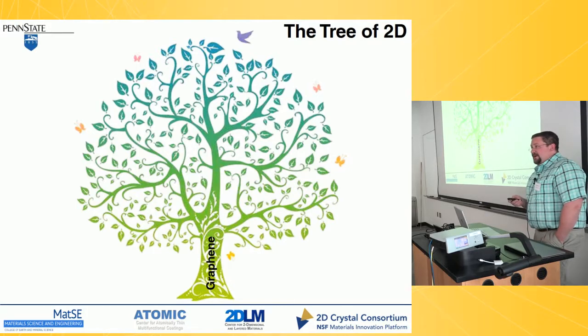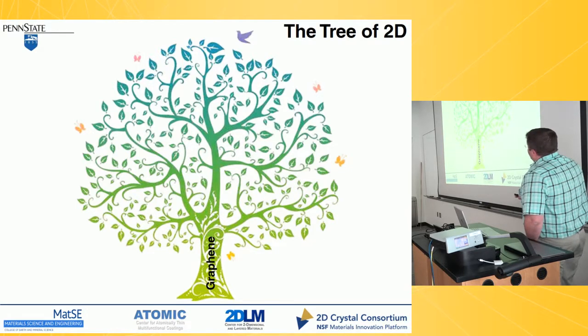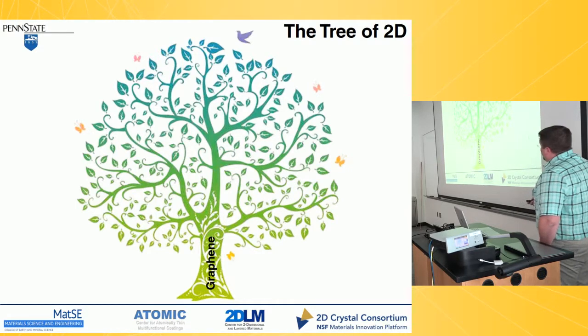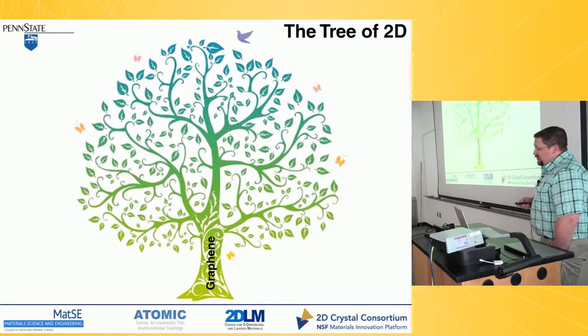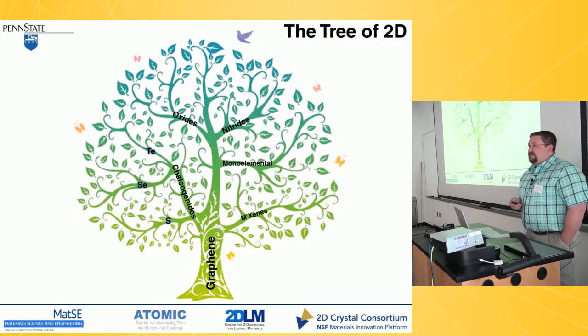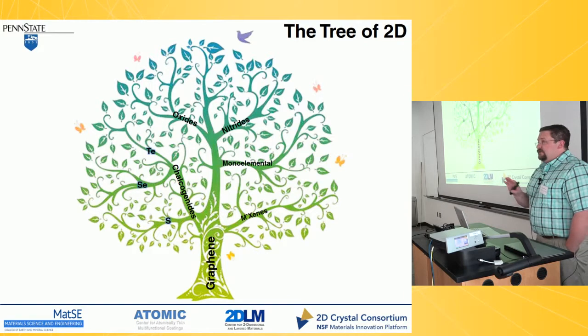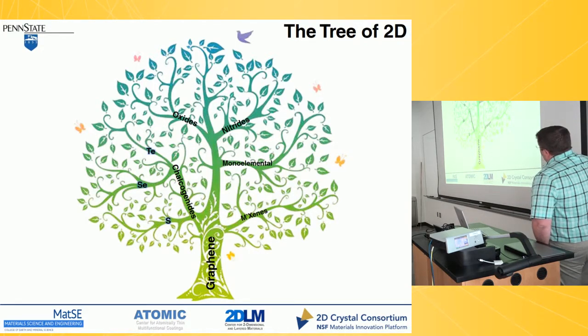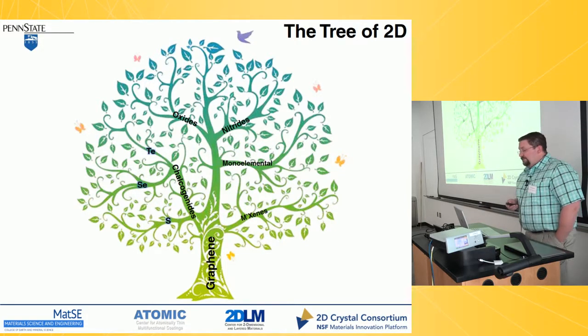All right, so we've heard a lot about 2D already. You're going to hear a lot more about 2D this afternoon. This is my 2D tree, or tree of 2D. It all started with a strong foundation in graphene, and then rapidly branched out into a variety of different layered materials, of which you've heard most about today are the chalcogenides, but there's MXenes, monoelementals, nitrides, oxides, etc.